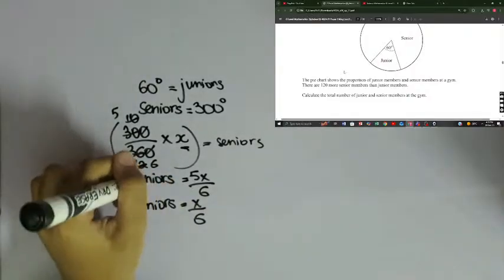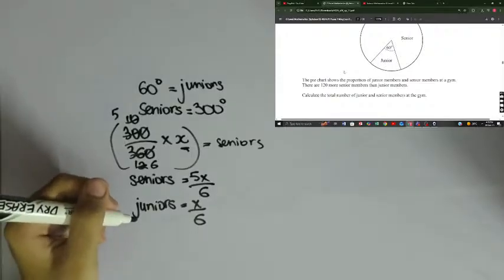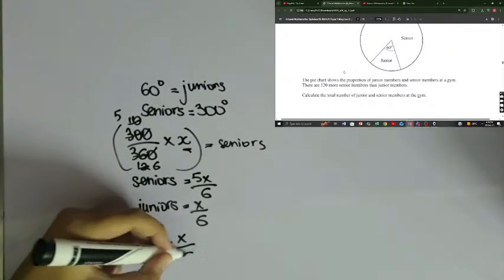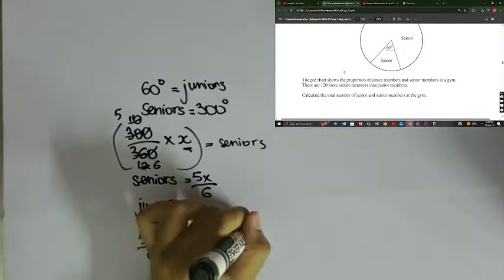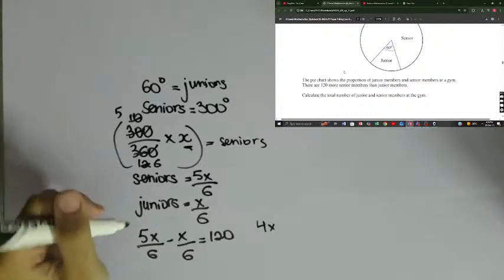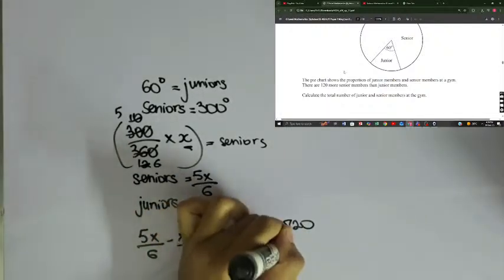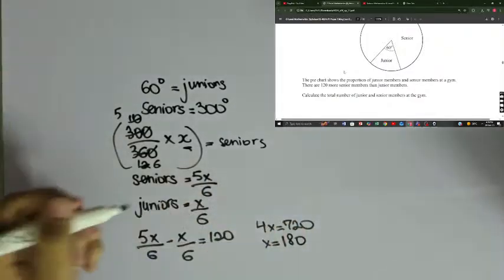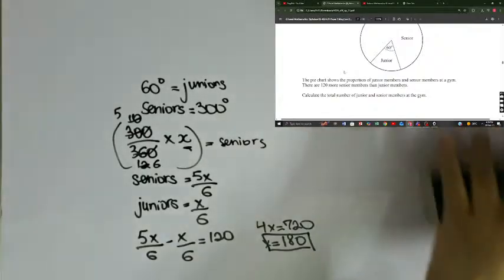And this is the number of juniors and this is the number of seniors, and they're telling us that 120 more senior members exist than junior members. So 5x upon 6 minus x upon 6 is equal to 120. So that's 4x upon 6. 4x upon 6 is equal to 120, which when we multiply is equal to 720. x is equal to 180, since 4 times 180 is 720. That means that there are 180 total members. So the total number of junior and senior members at the gym is 180.